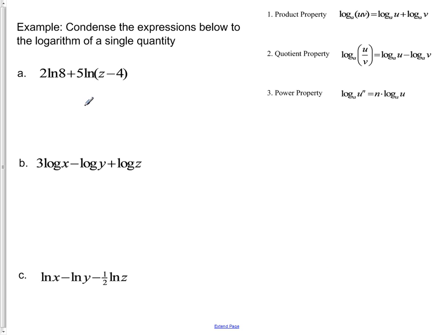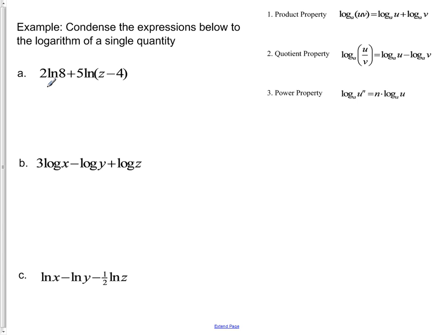Of course, one of the nice things about these properties of logarithms is that we don't only use them to take single logarithm expressions and split them up as sums or differences. We can go the other direction and take a sum or difference of logarithms and rewrite it into the single logarithm of a single quantity. Let's take, for example, this first one.